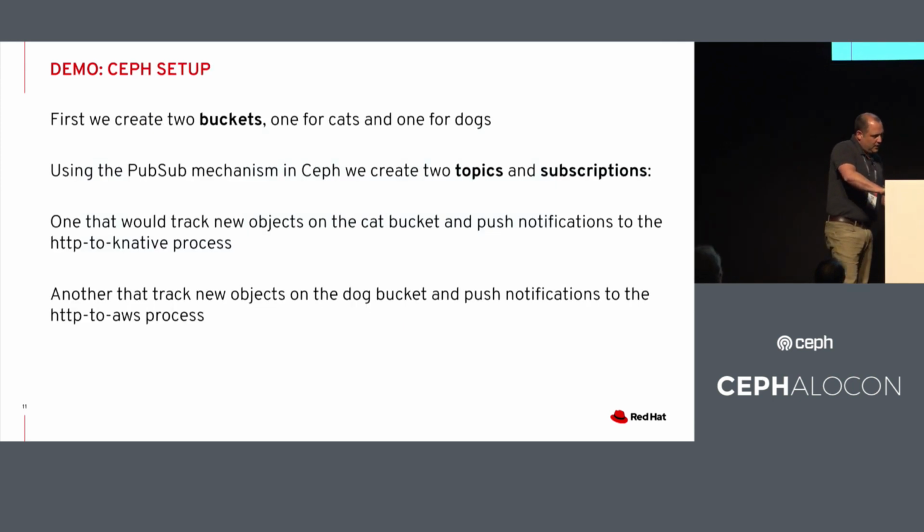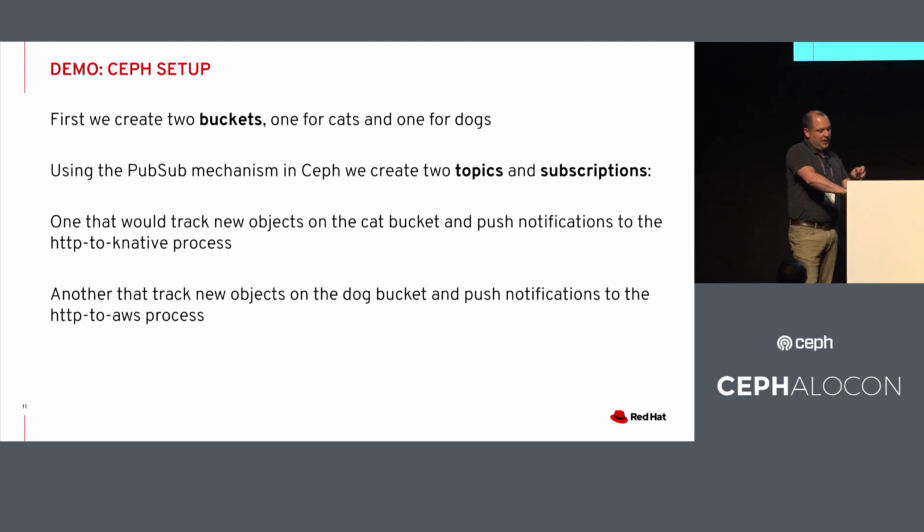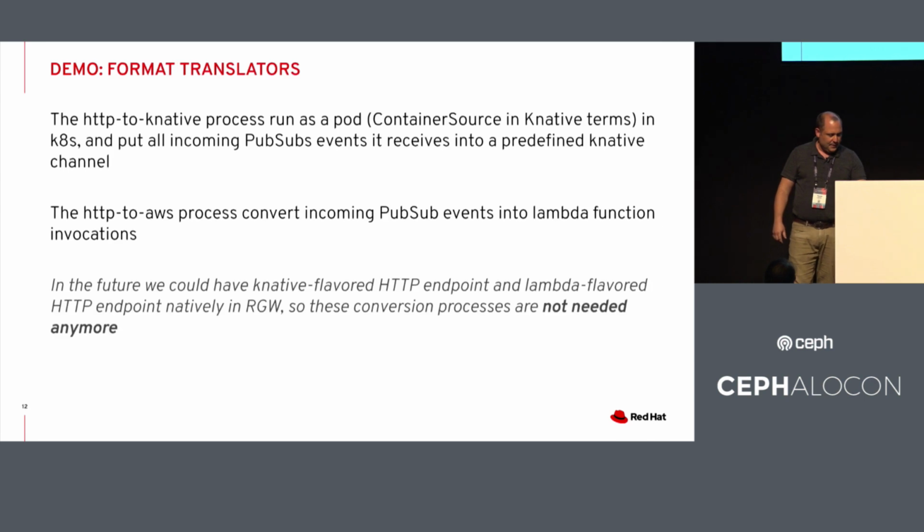So, as I said, just reiterating that, we're going to create two buckets, and we're going to create two topics and subscriptions. One's going to send to the HTTP to Knative process. The other one's going to send to the HTTP to AWS process. Those are just converters, just changing how the REST message looks. Same payload exactly.